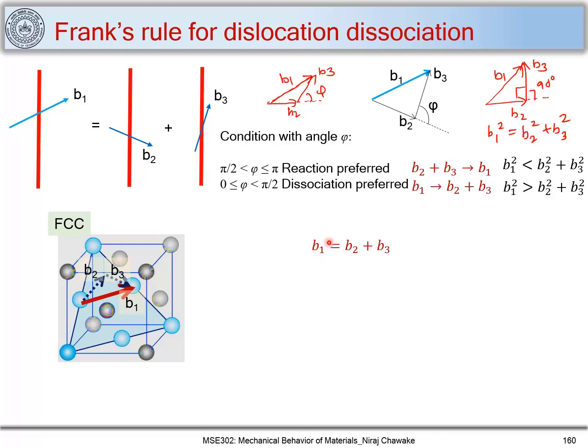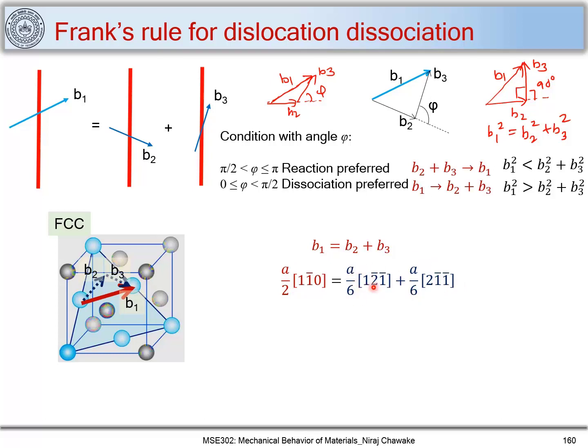So we can say that this B1 can dissociate into B2 and B3. Whether that is feasible or not, let's find it out. This B1 is a/2 [1 -1 0], and these two partials B2 and B3 are a/6 [1 -2 -1] plus a/6 [2 -1 -1]. So these are the two partials.